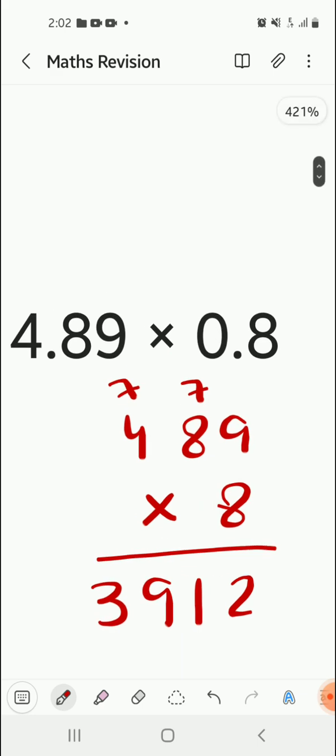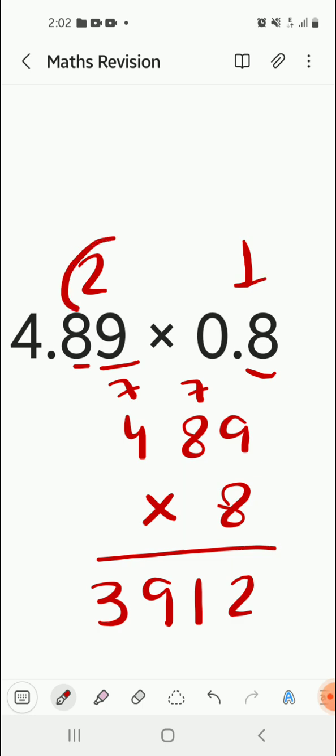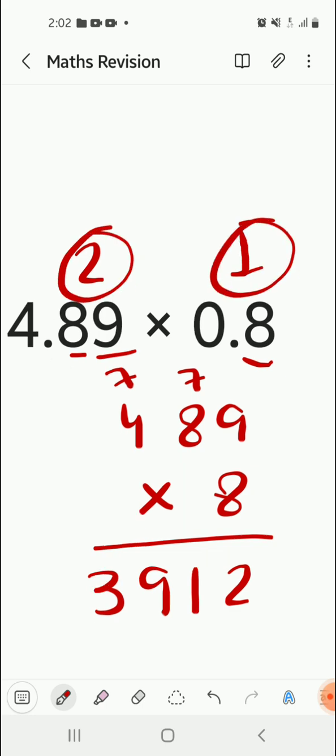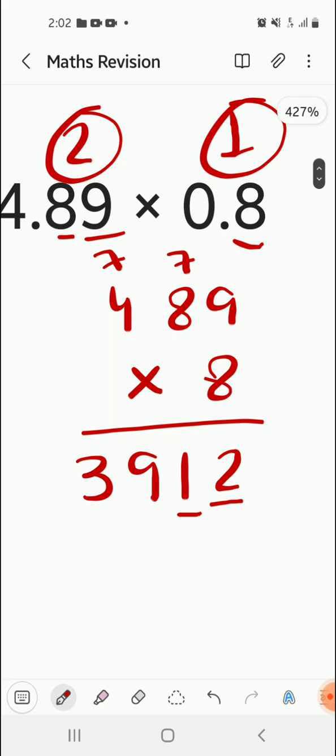Now see, the decimal place over here is 1, 2. So 2 decimal place, and here there is only 1 decimal place. So 2 and 1 together is 3. So there will be 3 decimal place. 1, 2, 3. So insert a decimal point at this place. So my answer becomes 3.912.